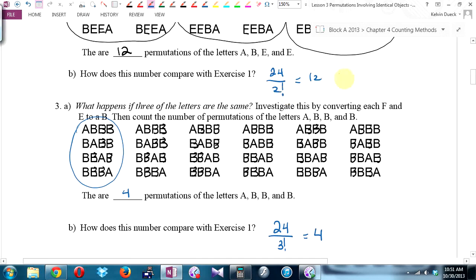In fact, this is 4 factorial over 2 factorial. From 4 letters, 2 of them repeat. From 4 letters, 3 of them repeat. See the pattern?